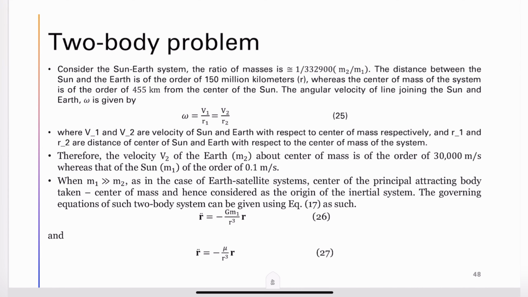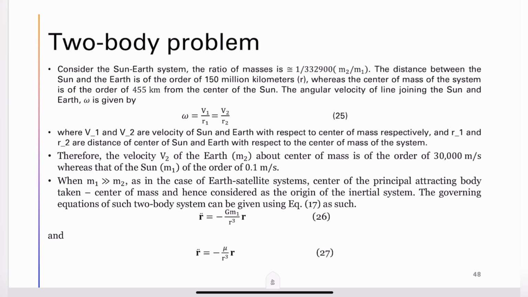Let us consider the sun and earth system. The distance between the sun and earth is almost 150 million kilometers, whereas the center of mass of the system is on the order of 455 kilometers from the sun's center. So now you can make the approximation that the center of mass of the system is almost at the center of the sun.